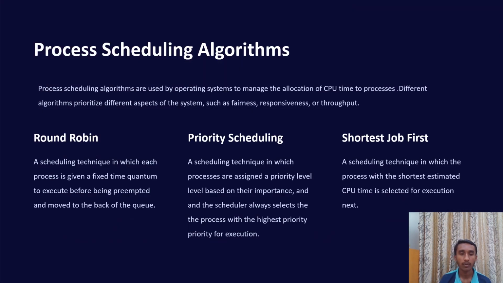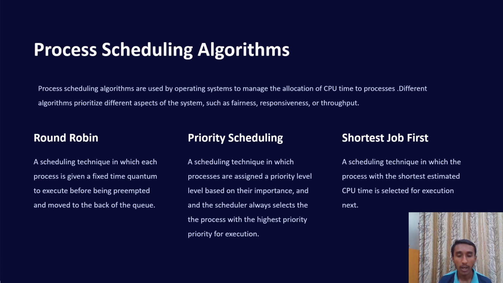Process scheduling algorithms. The process scheduling algorithms are those used by the operating system to manage the allocation of CPU time to processes. Different algorithms prioritize different aspects of the system such as fairness, responsiveness, or throughput. Round robin. A scheduling technique in which each process is given a fixed time quantum to execute before being preempted and moved to the back of the queue.